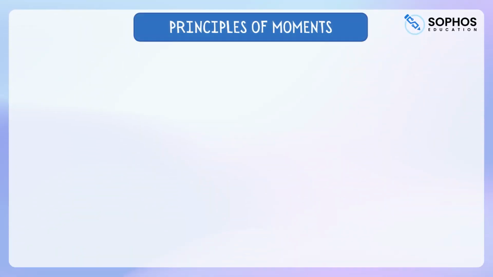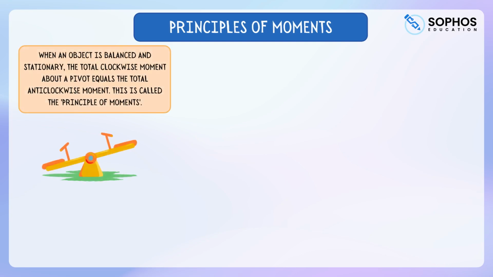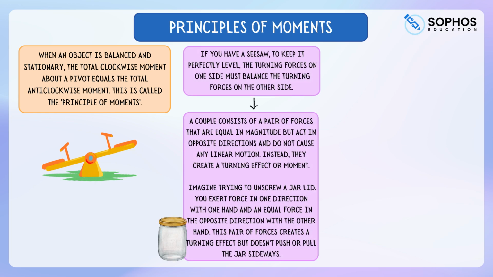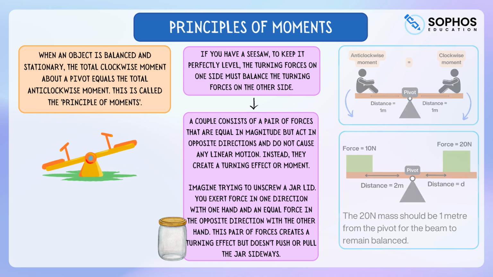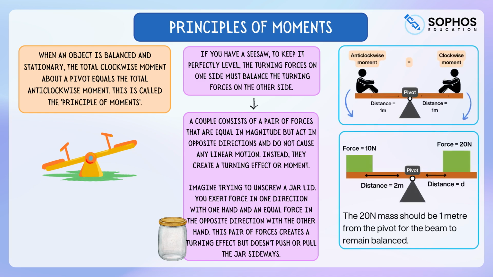Through this lesson, you've learned that the principle of moments is essential for ensuring balance and equilibrium in systems. By understanding that the total clockwise moment about a pivot must equal the total anticlockwise moment, you can predict whether an object will stay stationary or not. Adding the concept of a couple shows how forces can create rotation without linear motion, deepening your understanding of how forces interact in the real world.